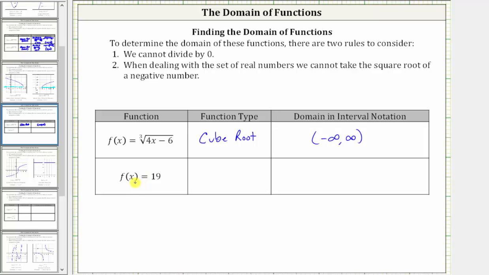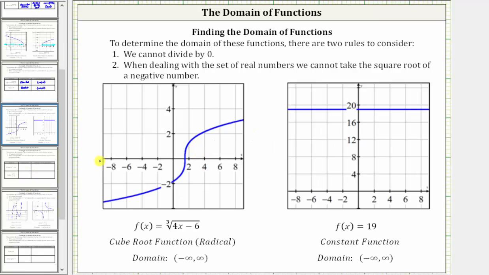Next, we have f of x equals 19. Because the output or function value is always 19, this is called a constant function. And again, the input or x can be any real number. It's just the output will always be 19. Because the input can be any real number, again, the domain is the open interval from negative infinity to positive infinity. Looking at these two graphs, we can see the graphs move to the left and right without any holes or breaks, which graphically verifies the domain is all reals for the cube root function as well as the constant function.